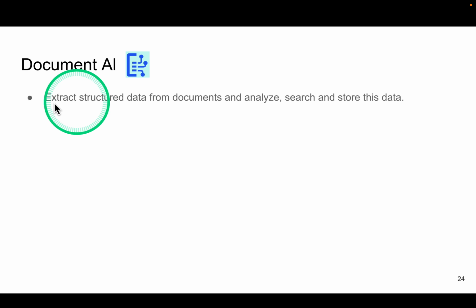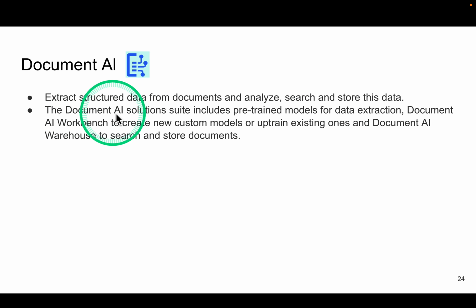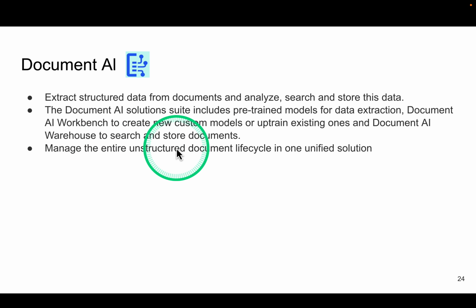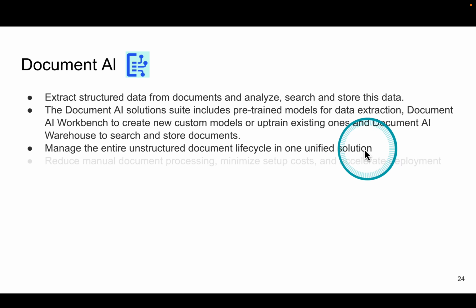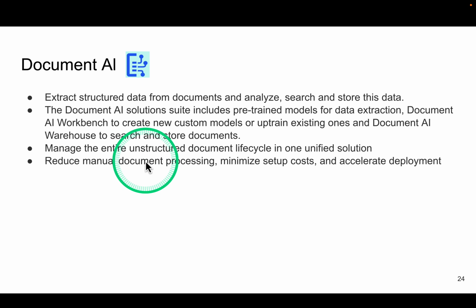Document AI. So extract structured data from documents and analyze, search and store this data. The Document AI solutions suite includes pre-trained models for data extraction, Document AI Workbench to create new custom models or uptrain existing ones, and Document AI Warehouse to search and store documents. Manage the entire unstructured document lifecycle in one unified solution. Reduce manual document processing, minimize setup cost and accelerate deployment.